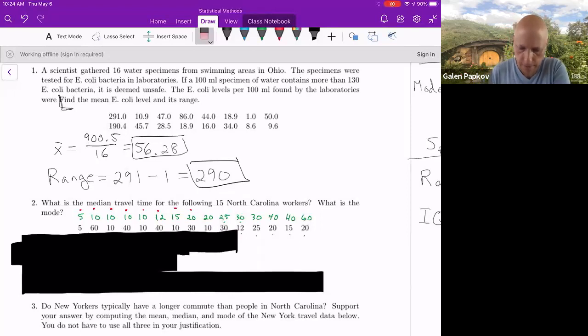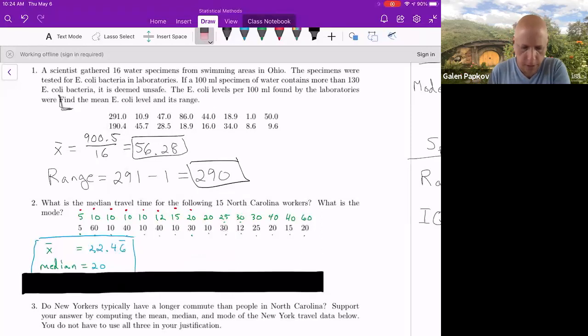And so let me remove here what we've got. And so I have a median of 20. I did go ahead and, just to check myself or have an idea of how skewed this might be, compute the sample mean, which wasn't asked for, but I did it anyway, and got 22.46, the 6 repeating.